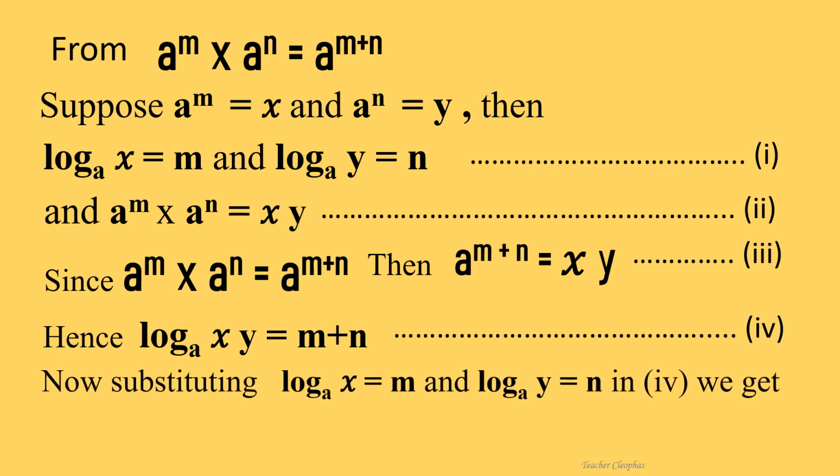Now, substituting logarithm of x to base a equals m and logarithm of y to base a equals n in our fourth equation, we will get logarithm of xy to base a equals, instead of m plus n, we write logarithm of x to base a plus logarithm of y to base a. Now, this gives us our first law of logarithms.